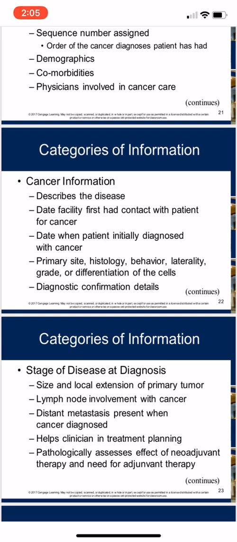Dates included in this section are the date the facility first had contact with the patient for cancer and the date the patient initially was diagnosed with cancer. Cancer-specific information includes the primary site, histology, the behavior, which includes whether it's benign, borderline, in situ, or malignant, the laterality, and the grade or differentiation of the cells. Also included are diagnostic confirmation details about whether the cancer was confirmed by histology or cytology, or if the case was confirmed by clinical means without tissue diagnosis.